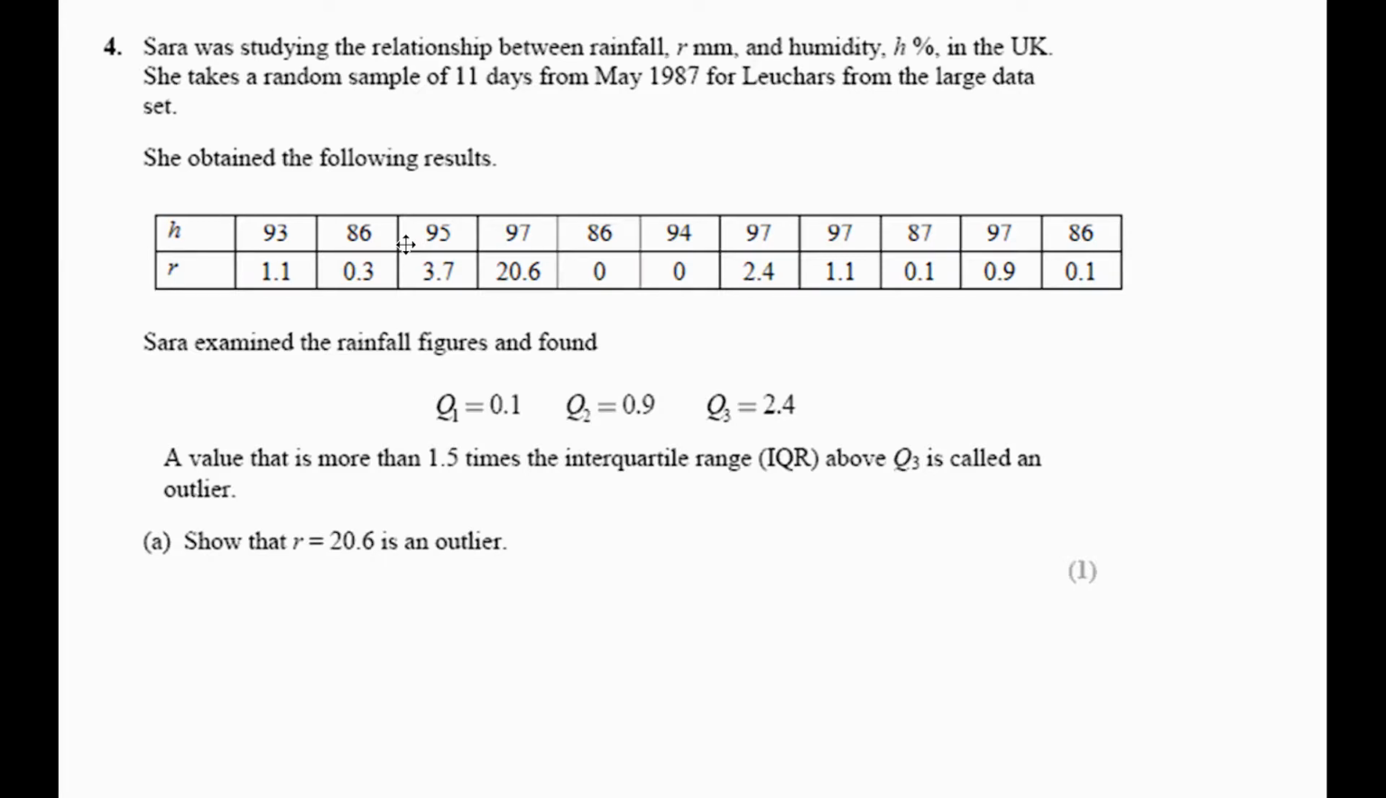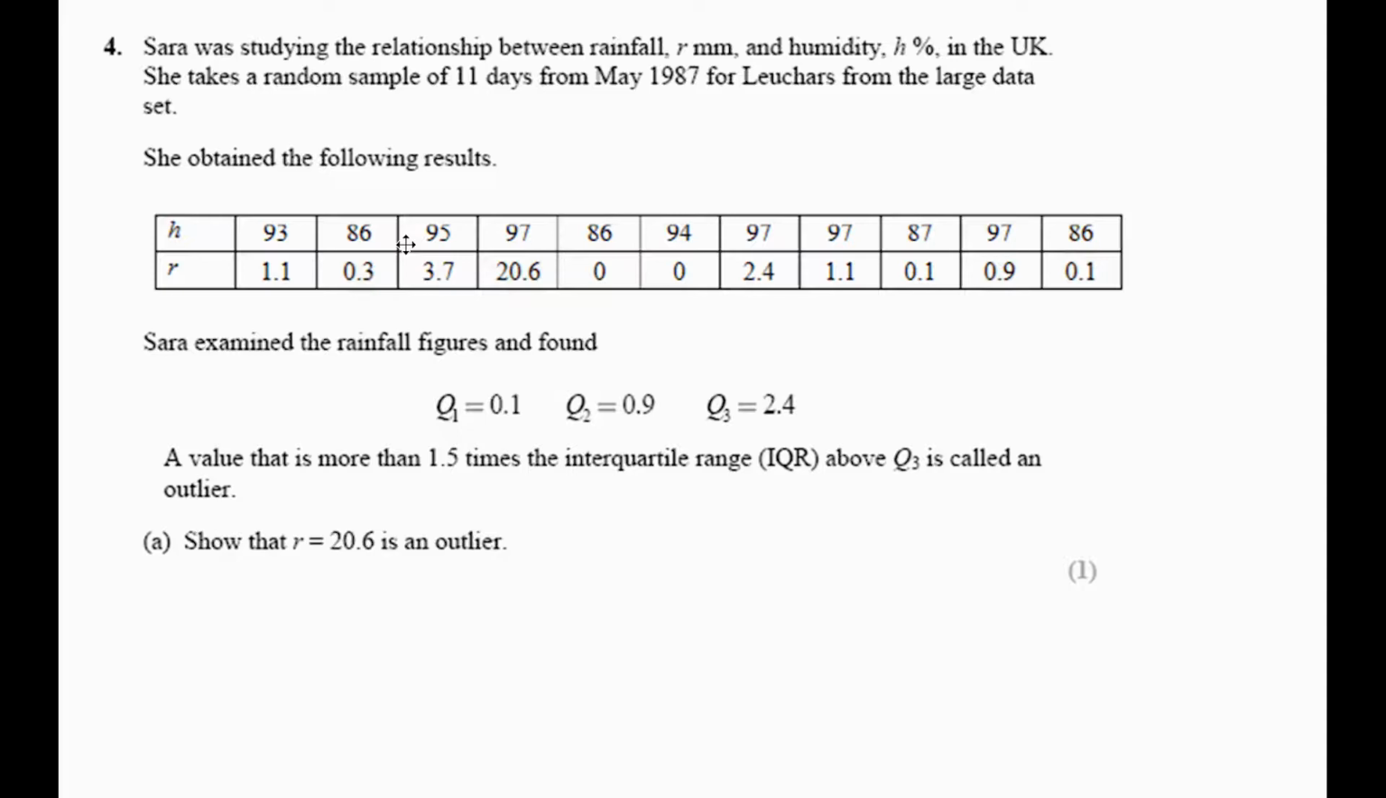Question 4. Sarah was studying the relationship between rainfall and humidity in the UK. She takes a random sample of 11 days from May 1987 for Leuchars from the large data set. She obtains the following results. Sarah examined the rainfall figures and found these quartiles.